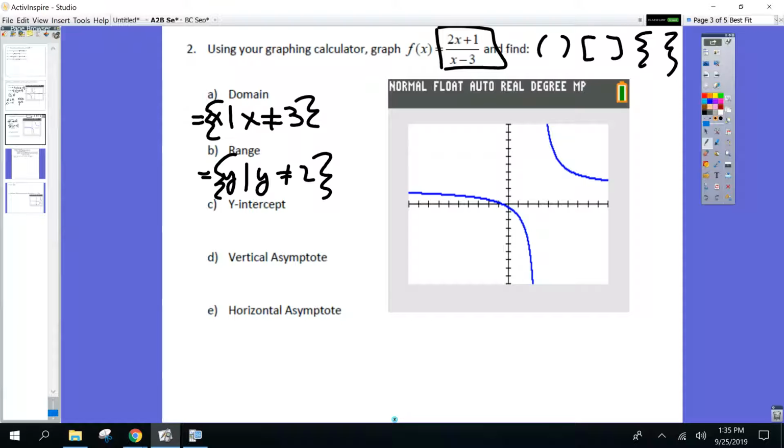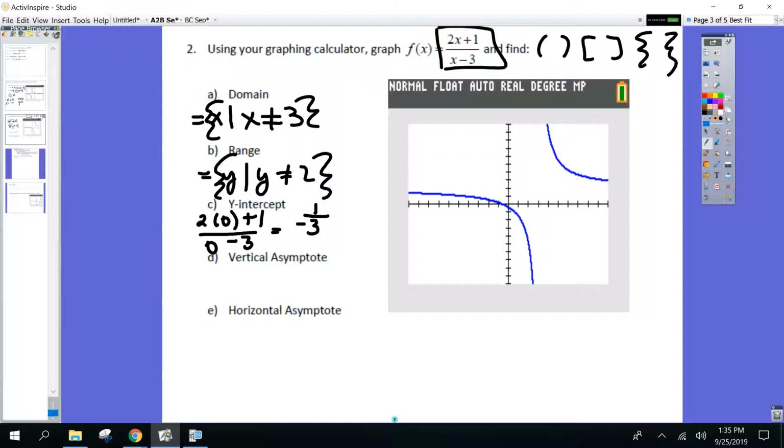Now look. By the graph, you can't tell. But yes, many of you are saying, I go to my table, I see where x equals what? 0. So you can do that. Or you could take the equation and plug in what for x? 0. So you can say, what's 2 times 0 plus 1 over 0 minus 3? And it's 1 over negative 3.